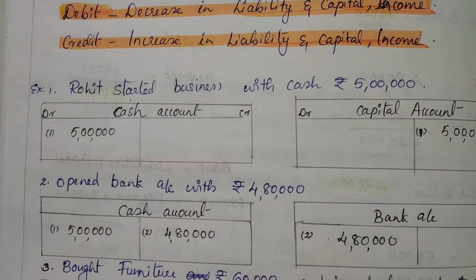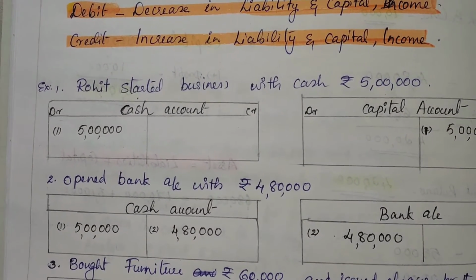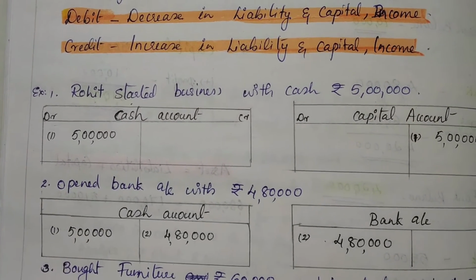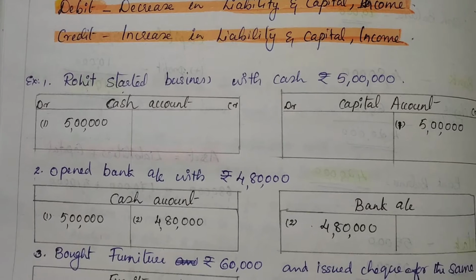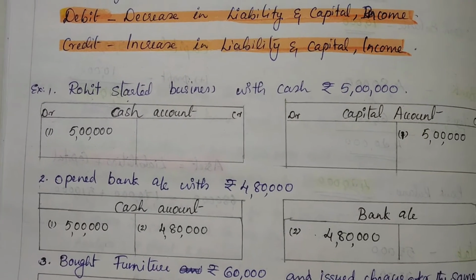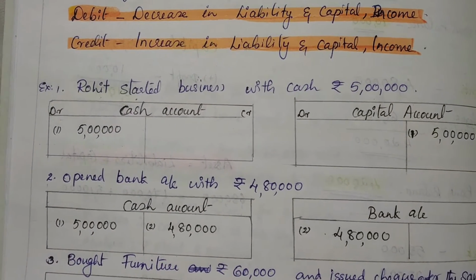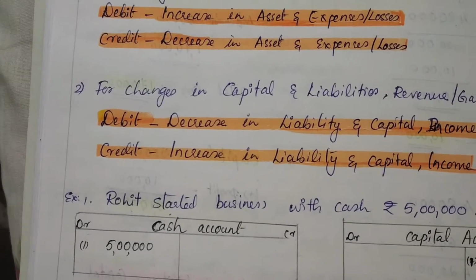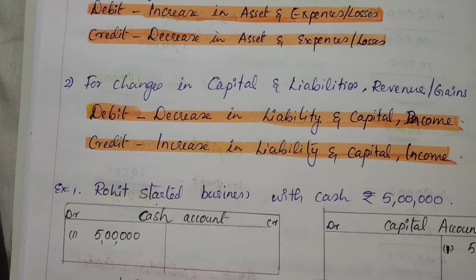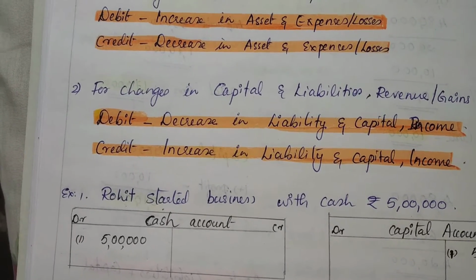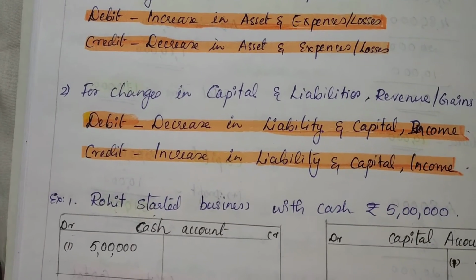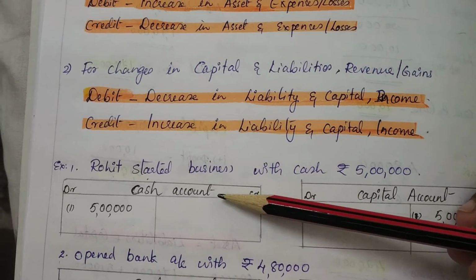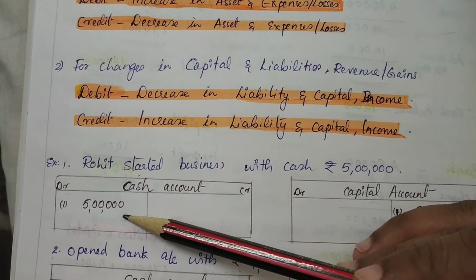So you can see the first one. Example 1: Rohit started business with cash of rupees 5 lakhs. So cash is there, and that is also the capital account. How will we record that one? We learned the rule: increase in assets or expenses, we will debit. So here cash is coming in, so we have to debit 5 lakh.